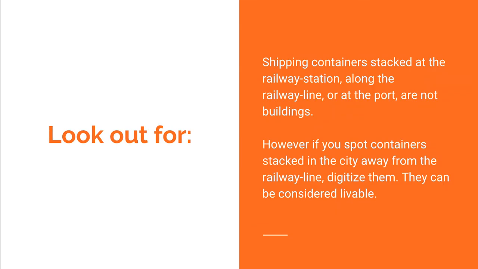Another thing to look out for is shipping containers. They can be stacked at the railway station or along the railway line or at the port. And if you see them there, they're not structures. They're full of goods and they're about to be shipped out. If you spot shipping containers that are stacked in the city away from ports and away from railways, do digitize those because those could be lived in.